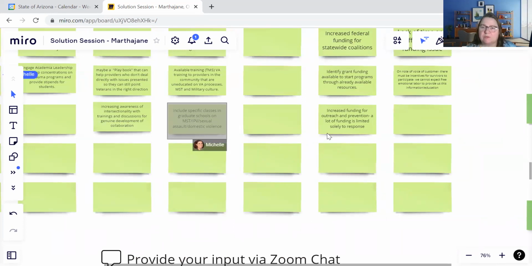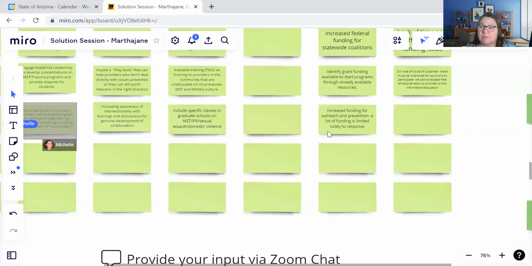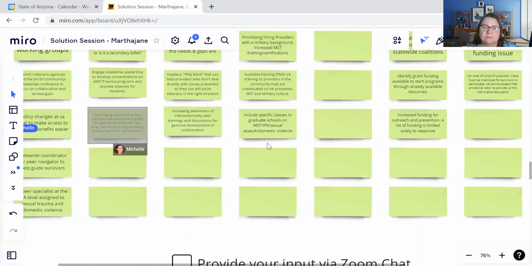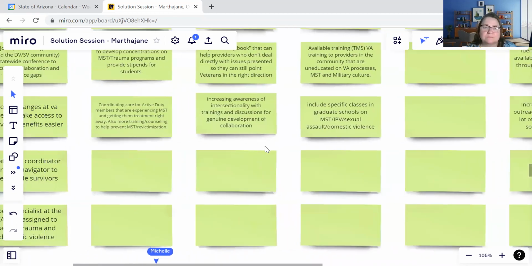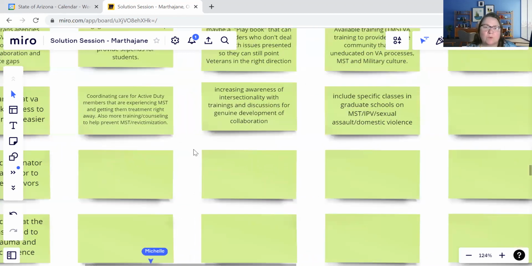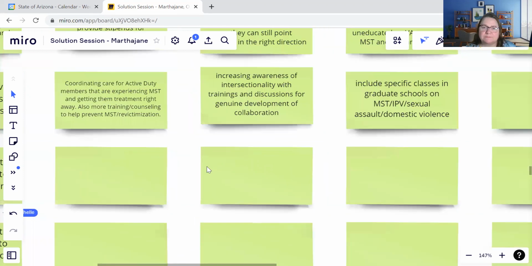Increased funding for outreach and prevention. A lot of funding is limited solely to response. Good. Coordinating care for active duty members that are experiencing MST and getting them treatment right away. Also more training, counseling to help prevent MST. Re-victimization.